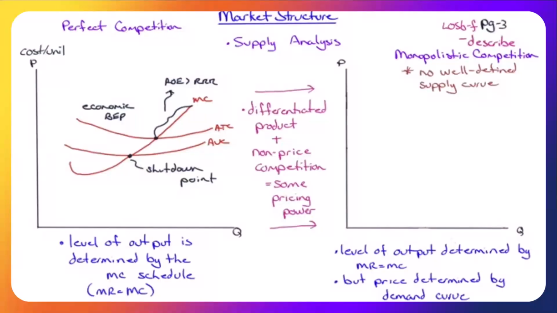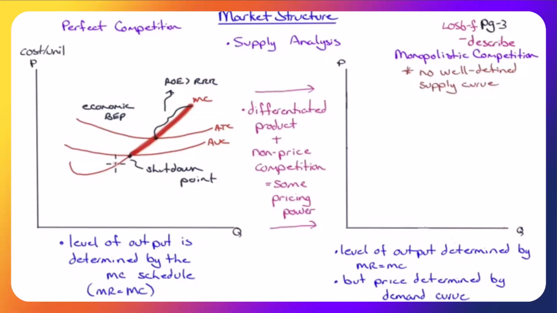And let's see if I can get a proper pen to do this. I need one that makes a big smudge. There we are. Right here is the firm's supply curve. So the marginal cost schedule determines what the supply curve is.